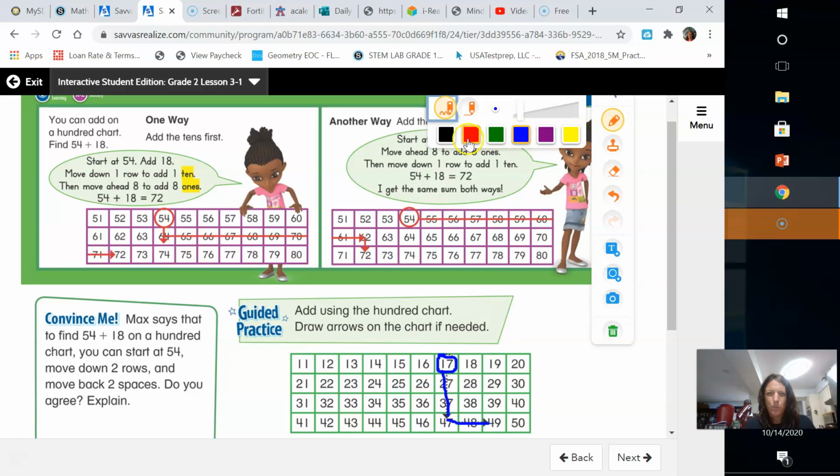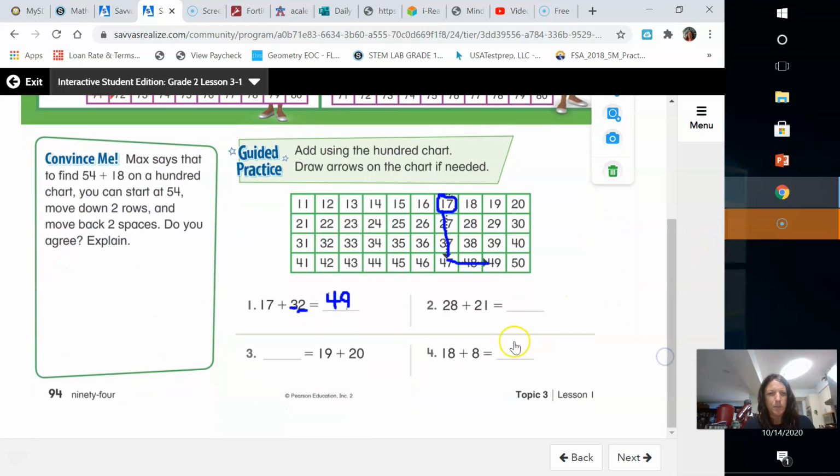I'm going to be nice and do one more with you. You ready? Please be paying attention. Let's do this one, because this one they tried to trick you. They just put the addition sentence over on this side of the equal sign instead of there. It's still the same. So we're going to find 19. Okay. We're going to go down 2 tens. 1, 2. And how many are we going to go across? 0. So we're already at the answer right here. 19 plus 20 is 39. Are you seeing what you're going to do?